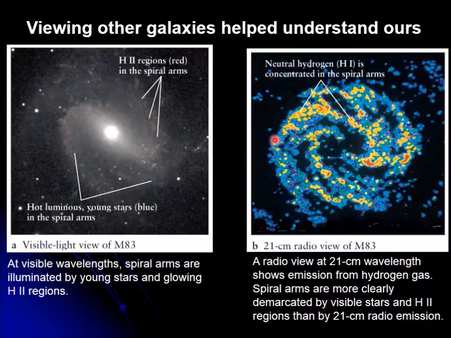We have another one here coming from the hydrogen gas, and we can see that this is, we're looking at a galaxy from the top down, and we can see that there is a uniform concentration of gas. The yellow and the red means higher, and those are the arms.